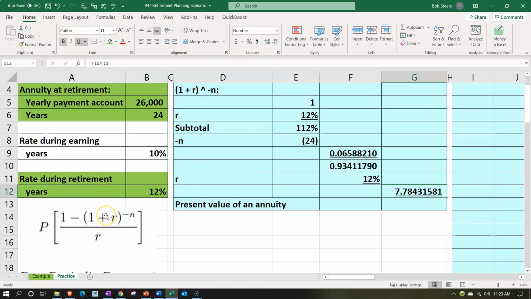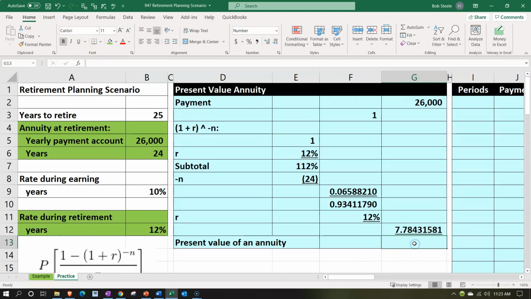And then we could finally multiply out here. So we're going to multiply out. This is going to be the 26 times that 7.78 and so on. Let's add a couple decimals here, home tab, numbers, and a couple decimals.